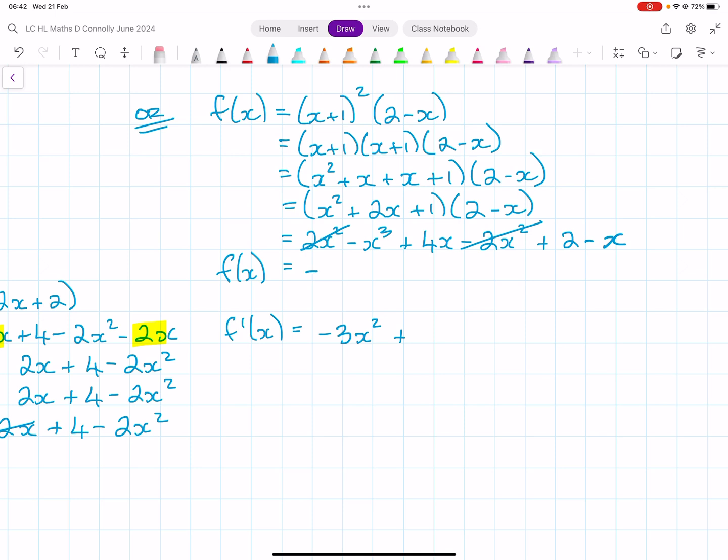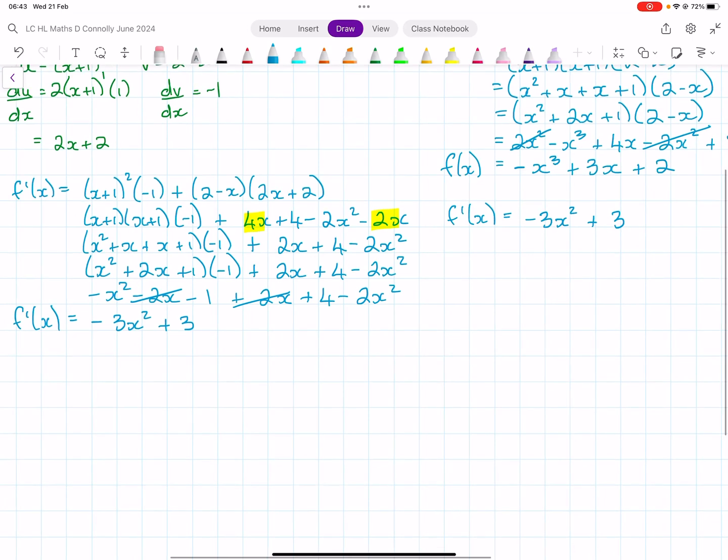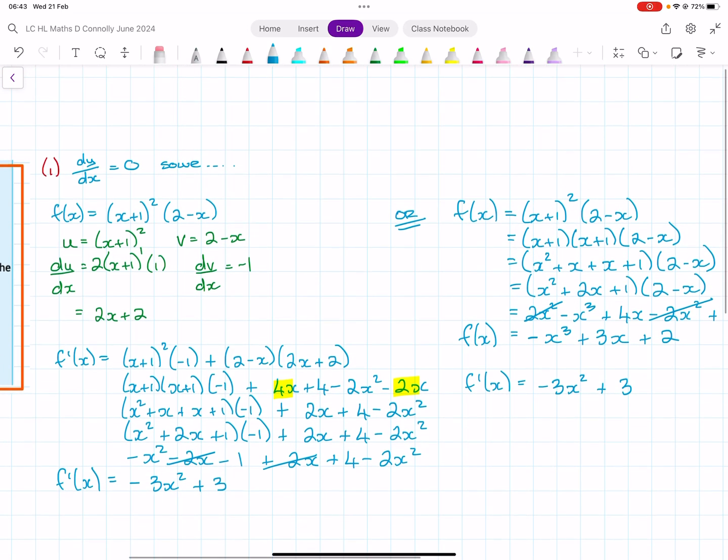Okay, so minus x cubed is fine. 2x squared minus 2x squared does cancel. 4x minus x is 3x, and then I have my plus 2. Okay, so minus 3x squared is still right, plus 3, and then the 2 is gone. So hopefully, oh yeah, so either way, they're the same. Yeah, so much of a muchness.